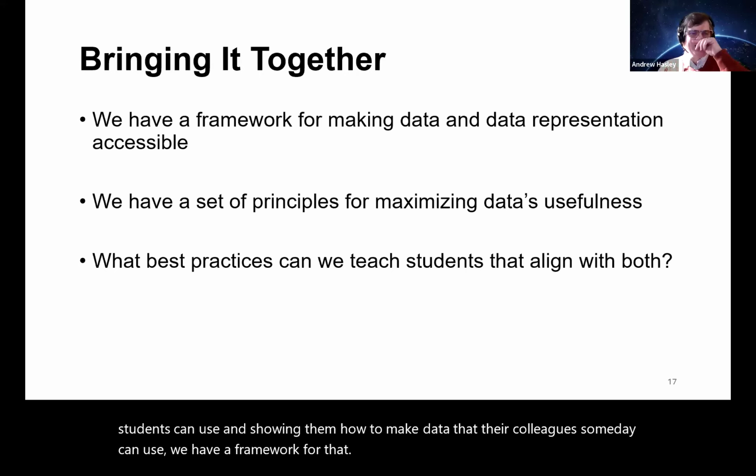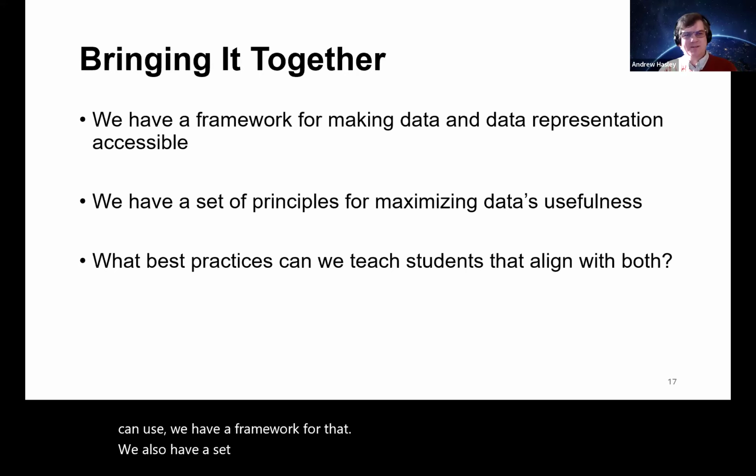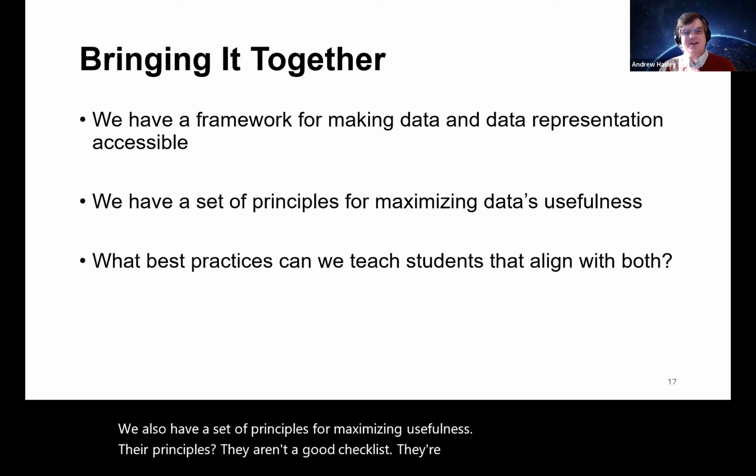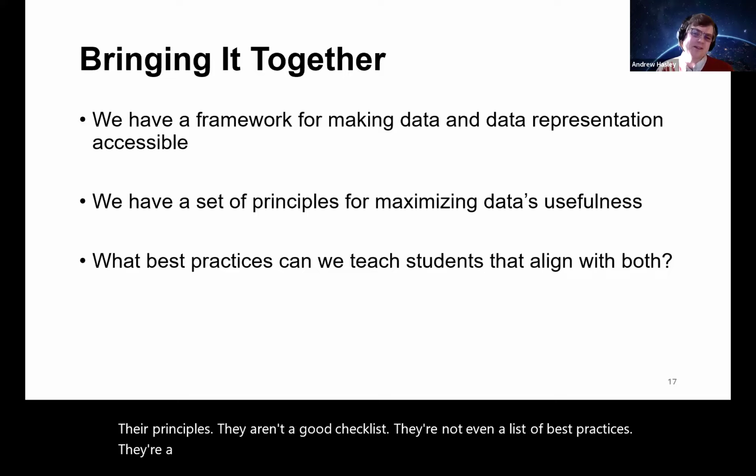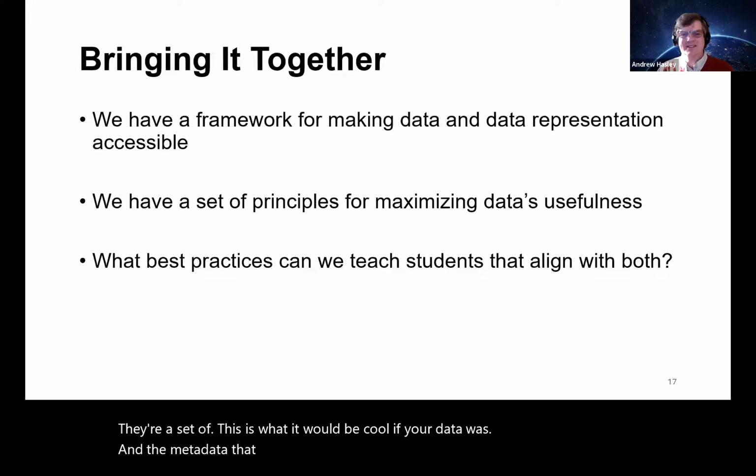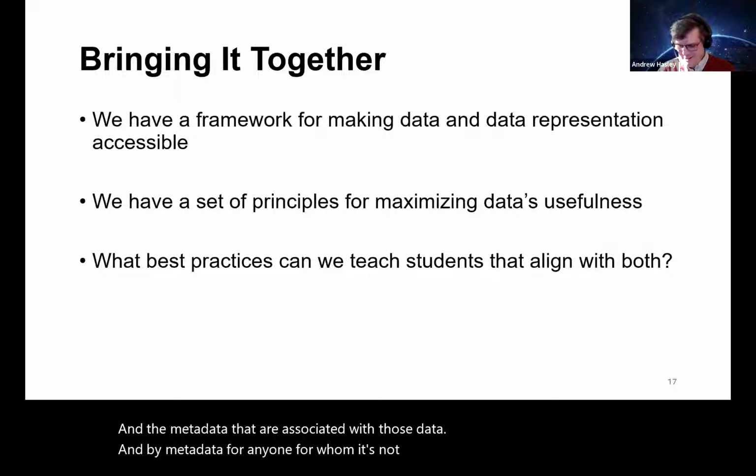We also have a set of principles for maximizing usefulness. They're principles. They aren't a good checklist. They're not even a list of best practices. They're a set of, this is what it would be cool if your data was, and the metadata that are associated with those data. And by metadata, for anyone for whom it's not clear, I realized I should be careful, metadata is data about data.